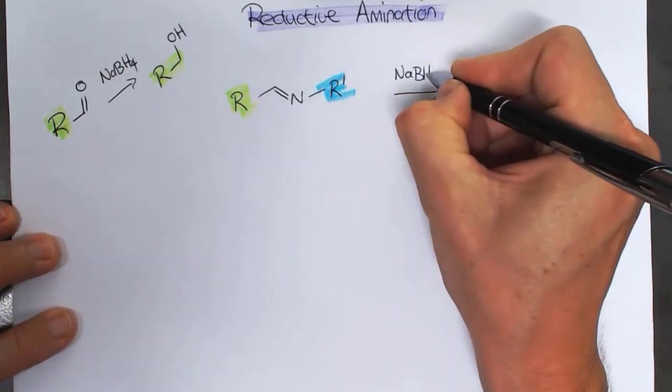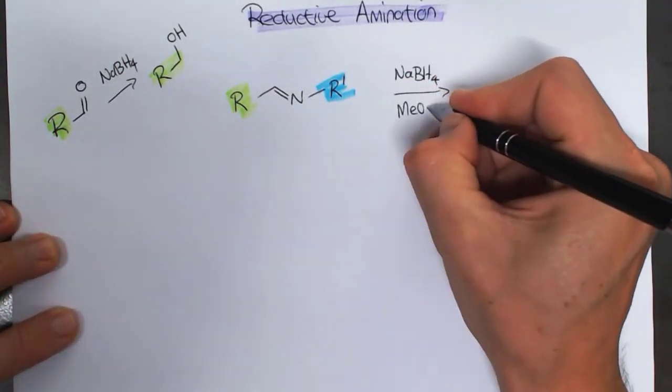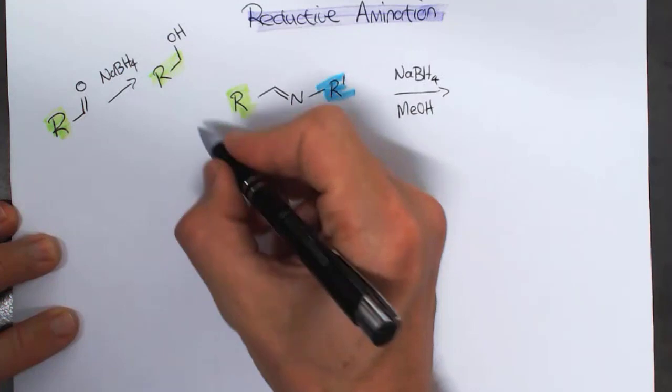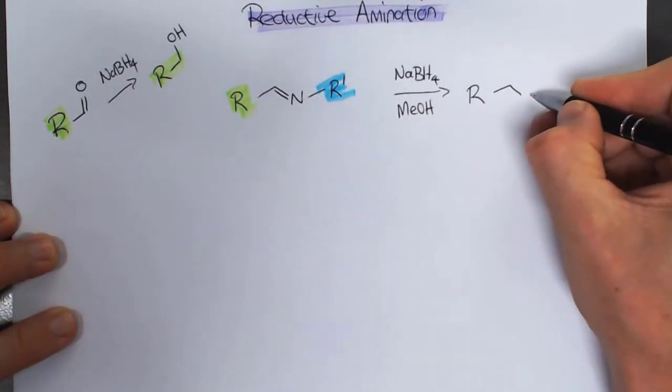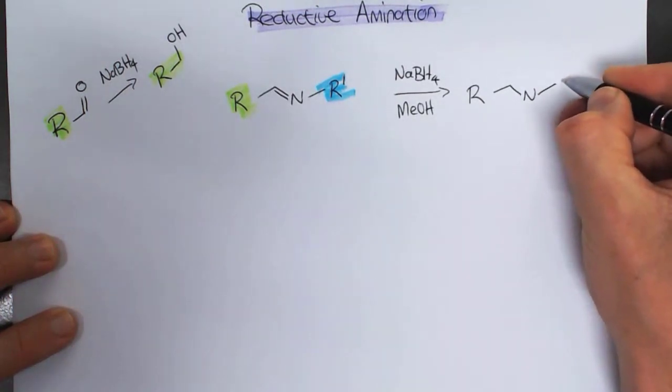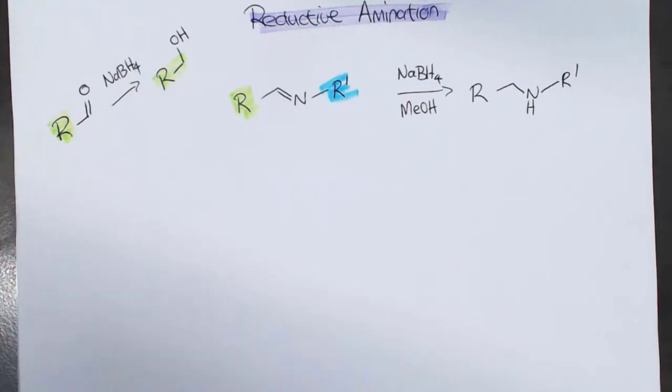Sodium borohydride will reduce, and we would typically do this reaction in methanol as an example, an imine to the amine. So we would get this. And now it's the amine, so we protonate it over there, and we get that product.